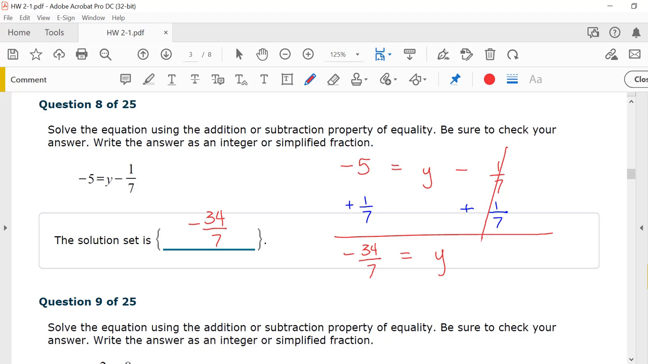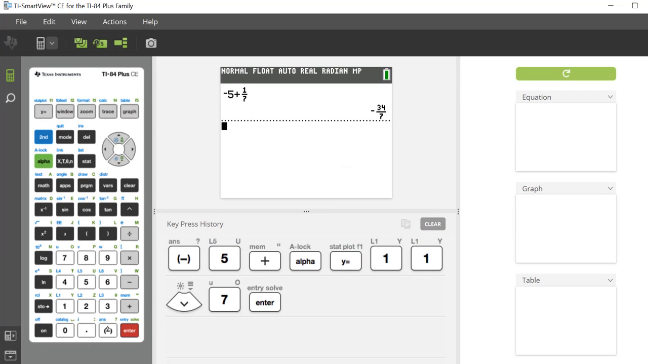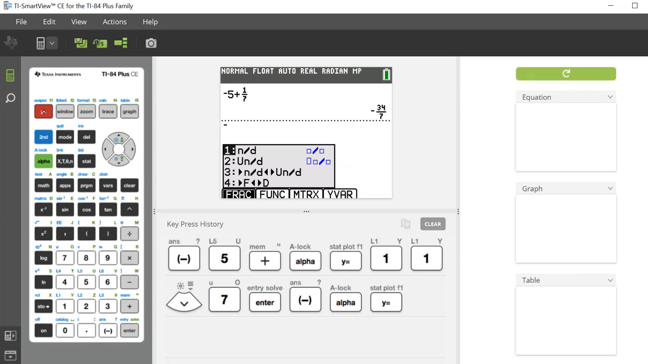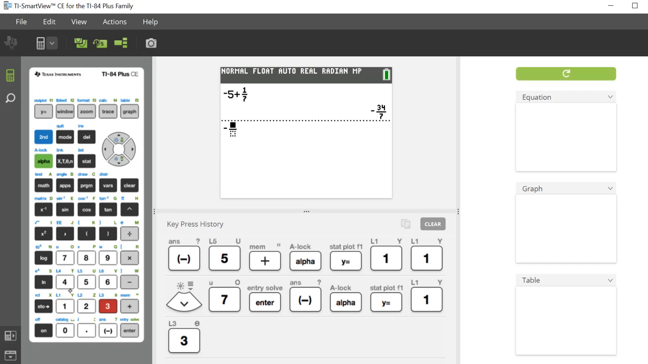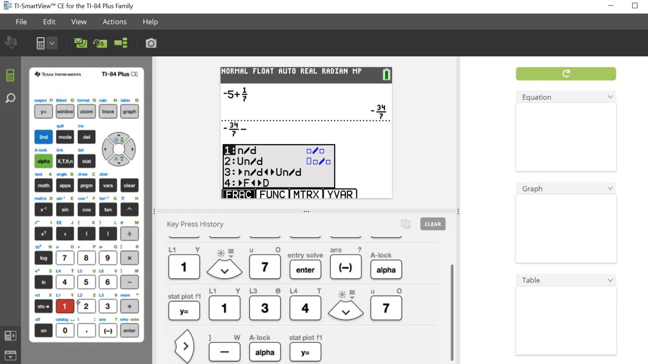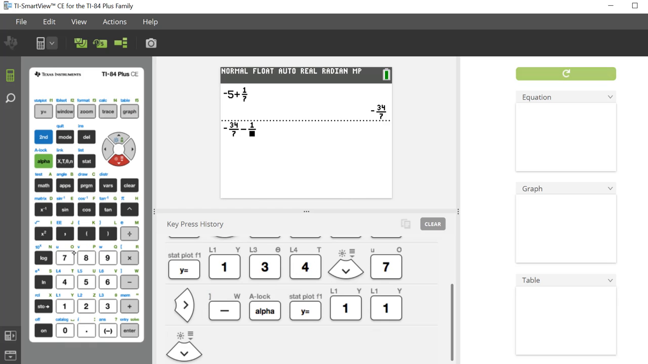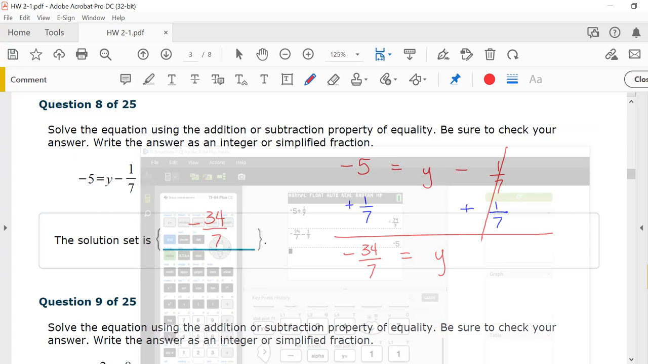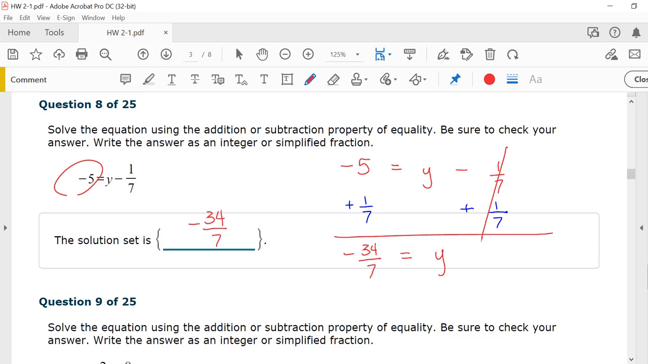Now, if I were to check that, I would want to write negative 34 over 7 minus 1 over 7 in my calculator. So I could do negative 34 over 7 minus 1 over 7. And it would tell me negative 5. That's what I was supposed to get.